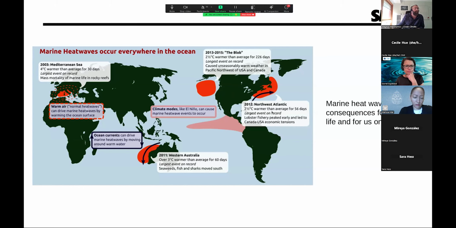And there have also been problems for fisheries in 2012 in the Northwest Atlantic. You had 2.5 degrees warmer than average for 56 days. And that led to problems for lobster fishing, for example. We also have seen mass mortality of marine life in rocky reefs in the Mediterranean when they had 4 degrees warmer than average for 30 days. So a lot of implications, and not really just for marine life, even though that's probably the main cause of concern, but also for us by way of fisheries and food supply and things like that.